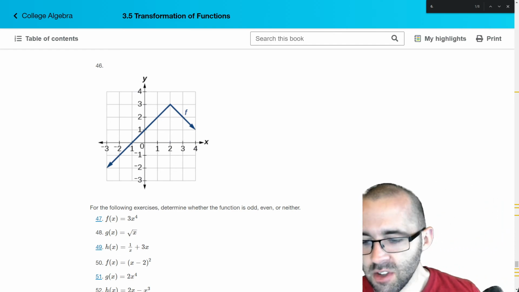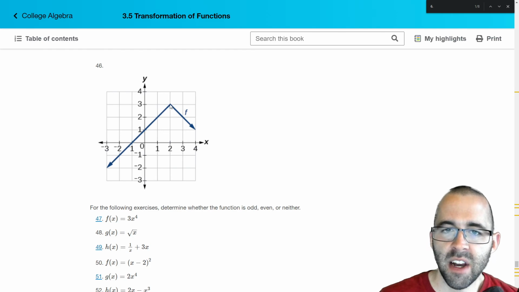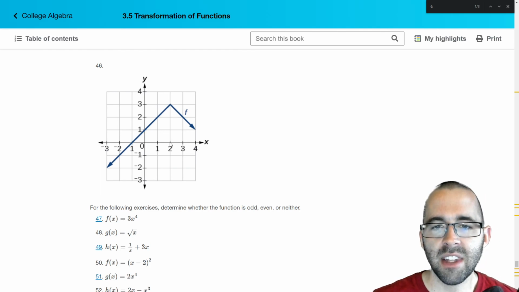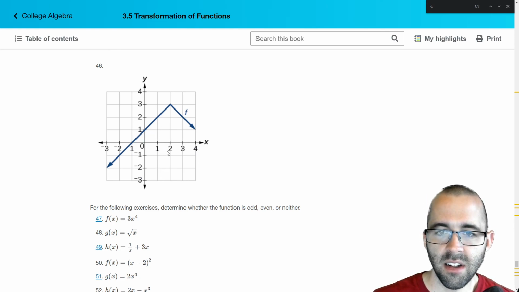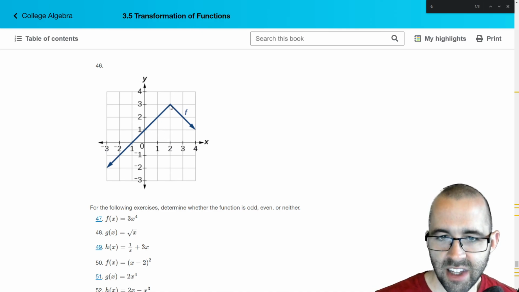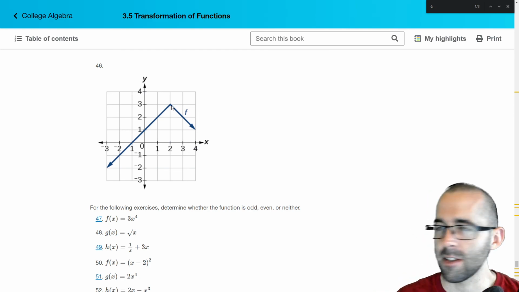For number 46, what do we have? It kind of looks like an absolute value function, but again, it's upside down. That's a reflection about the x-axis. Upside down reflects it about this axis. That's going to be negative on the outside. We're also moving it right 2 and up 3. You'd use the same procedures to do this as before.